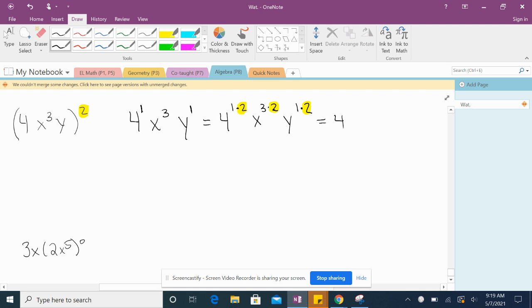And now my base of 4 to the second because 1 times 2 is 2.